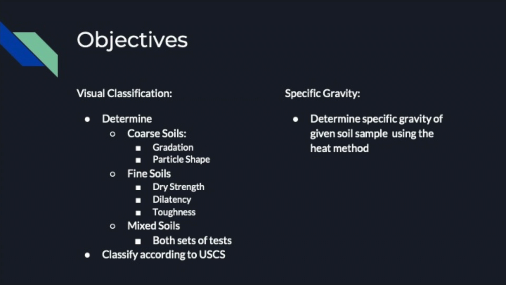The second portion, the specific gravity portion, has a very simple objective: to determine the specific gravity of the given soil sample using the heat method given in the ASTM standard.